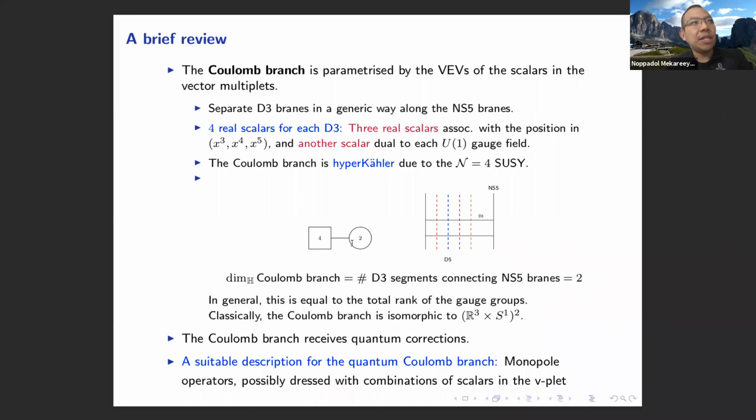In this case, because we have gauge group U2, you can take this to be the U1 photon inside this U2. The Coulomb branch is hyperkähler, again due to N=4 supersymmetry. And the dimension of the Coulomb branch is just the number of D3 branes connecting the NS5 branes, which is the rank of the gauge group, which is 2 in this example. In general, the total rank of the gauge group is the quaternionic dimension of the Coulomb branch. We count in quaternionic units because everything comes in units of 4 real.